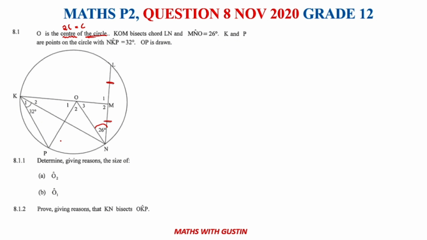K and P are points on the circle, making an angle at K1 to be 32. And then OP is drawn. Where is OP? There you go. This looks quite familiar, guys. You remember when you did theorems, there was something like this, where this angle is equal to this one. Also remember that theorem. But you can see that this one is just straight from the basics.